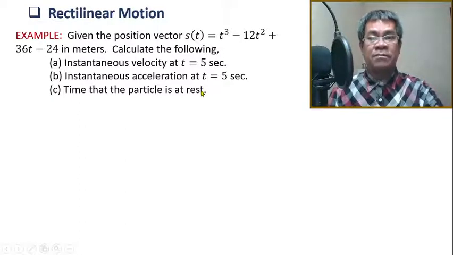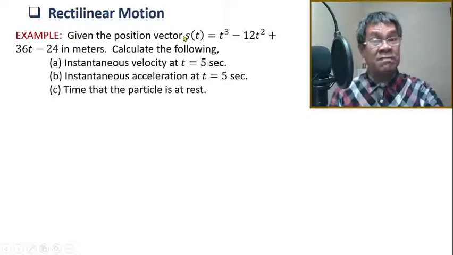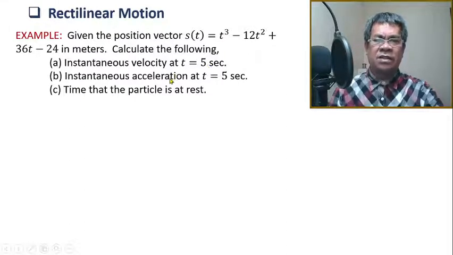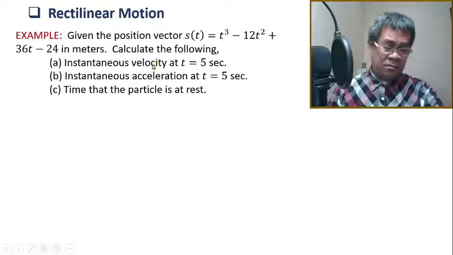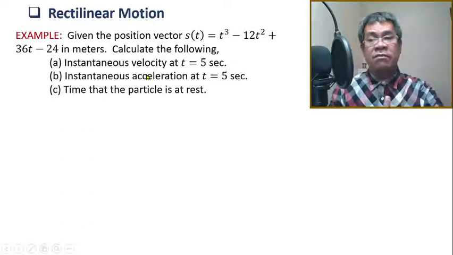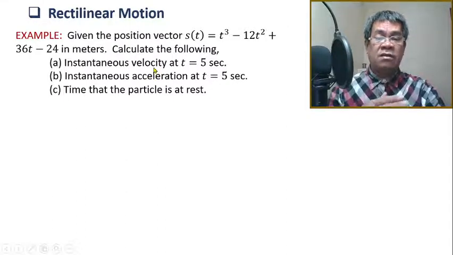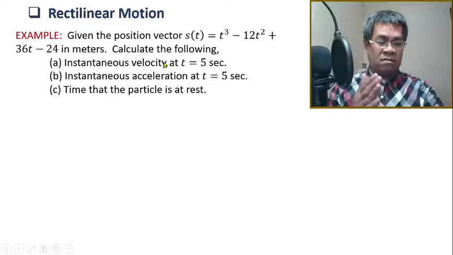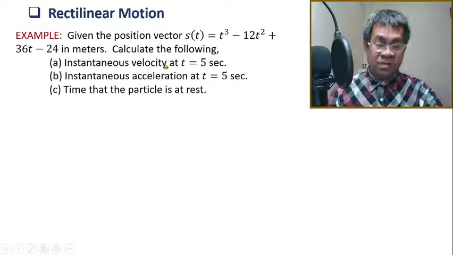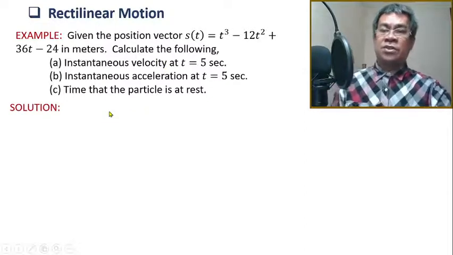Now remember, the velocity is the rate of change of the position. So take note, when we say rate of change, it is the derivative with respect to the other variable. That's why acceleration and velocity are rates of change, the derivative of the position with respect to time. So in order to find the rest velocity, take the velocity, then equate it to zero. Okay, that's it. So solution.